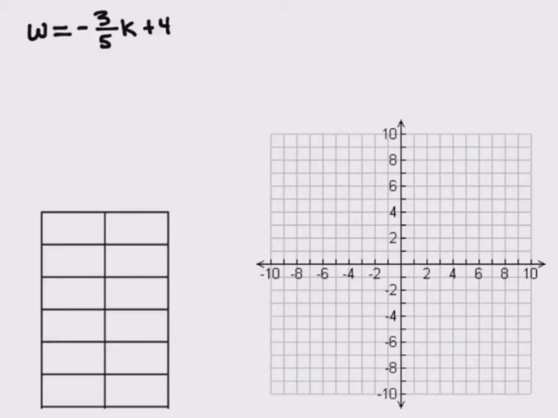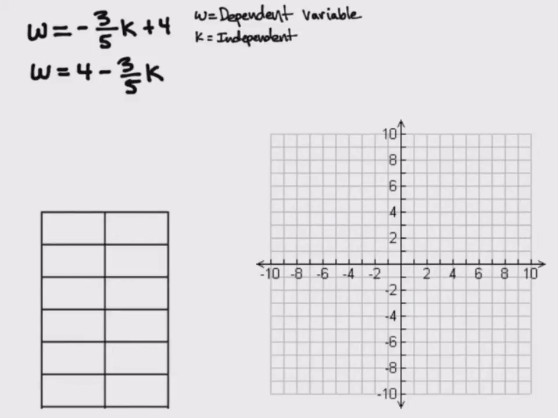Alright, now let's graph all of the ordered pairs for the equation w equals -3/5 k plus 4. Right away, there's nothing wrong with this form of this equation, but I would much prefer to see this as w equals 4 minus 3/5 k, because this is how we're used to seeing it, and for me, it's much more intuitive for describing what the ordered pairs and the graph are going to look like. First things first, since w is by itself, let's call that our dependent variable, and so k will be our independent variable.